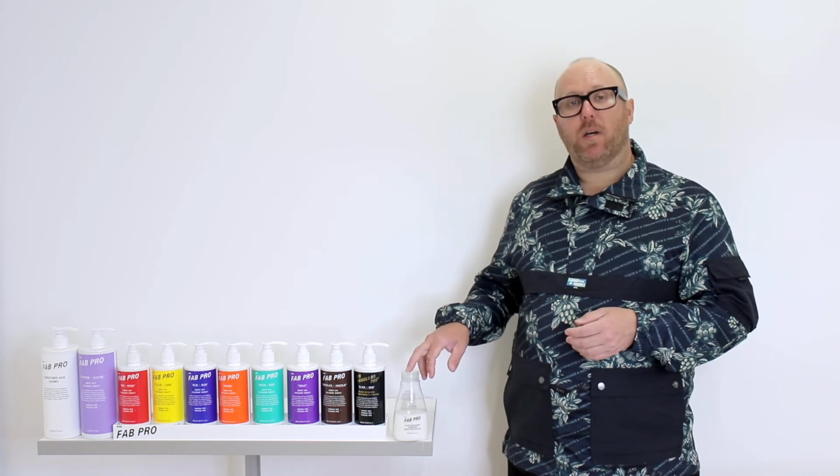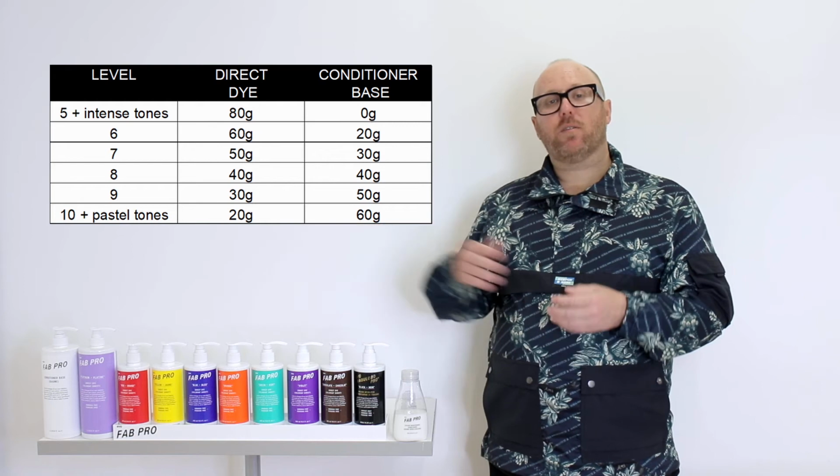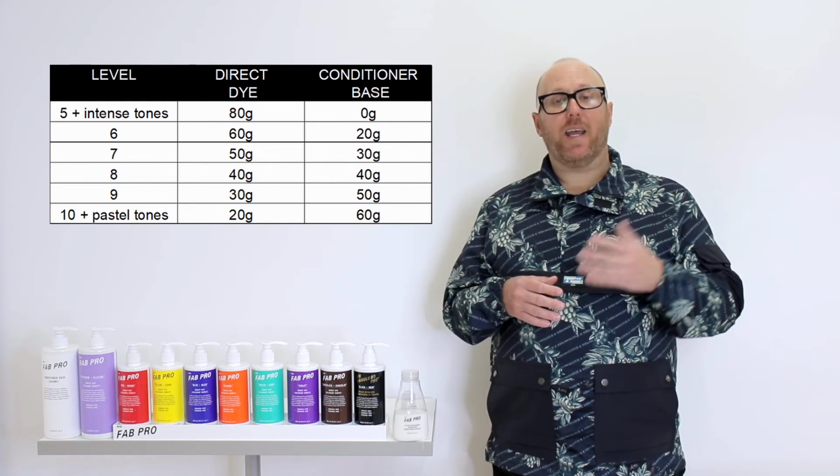If you've created a colour for your client that doesn't closely resemble one of the formulas on the mixologist menu, and you need assistance in creating a customised colour maintenance conditioner, then simply refer to your back wall chart. In the middle there's a table, and the way the table works is it will tell you how much of the FabPro direct dyes you need to put into your blank base based on the client's end level.